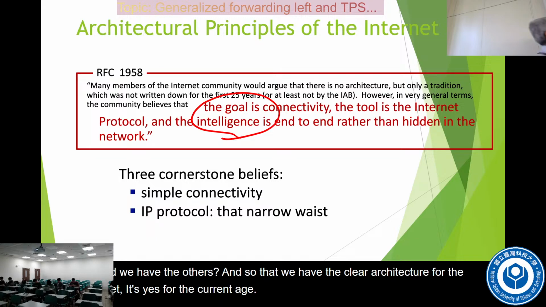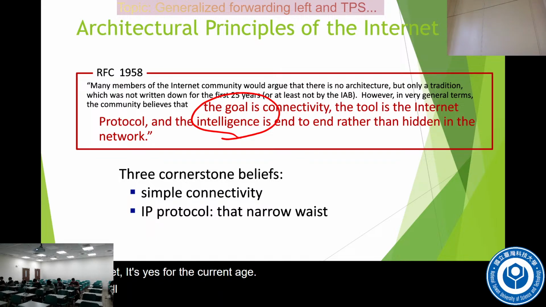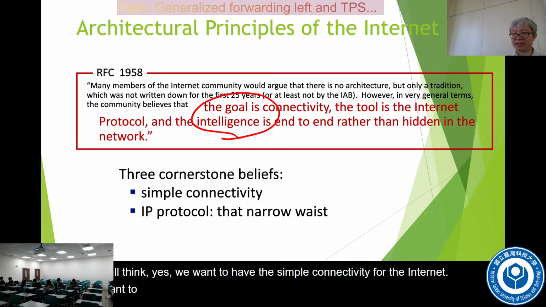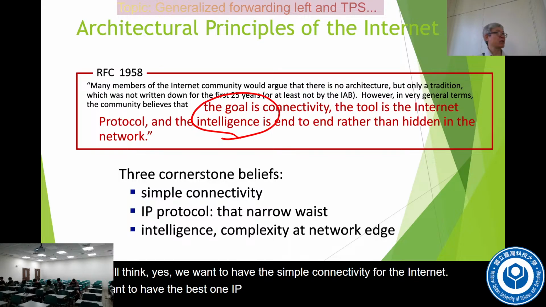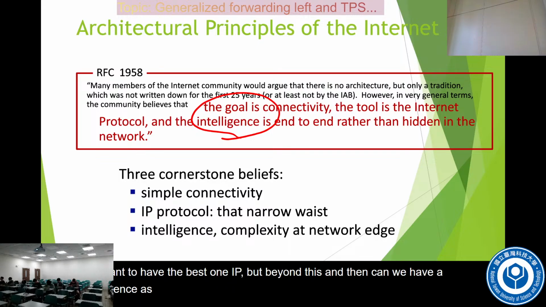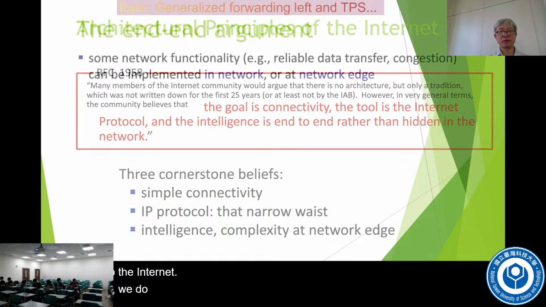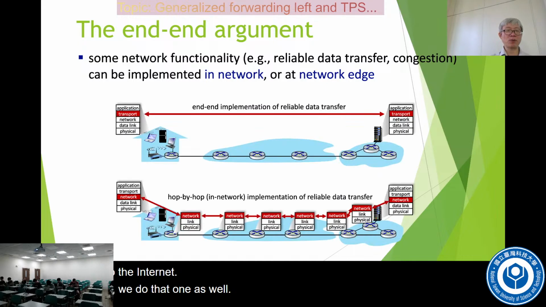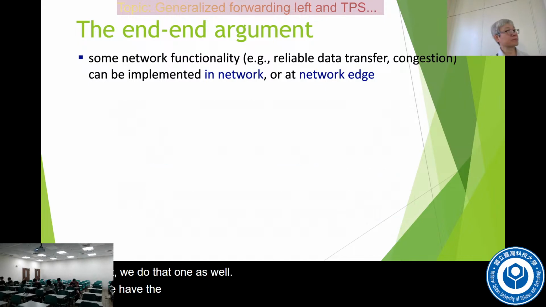We still think, yes, we want to have simple connectivity for the internet. We want to have the basic one, IP, but beyond this, can we have intelligence as well? Because we want to combine AI into the internet. In fact, we do that one as well. But we have a possible way to have it.